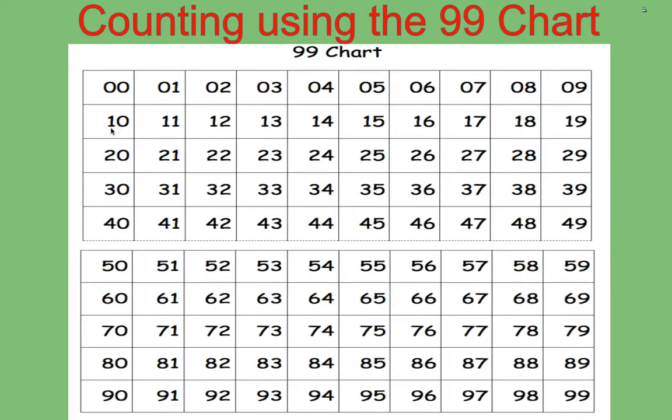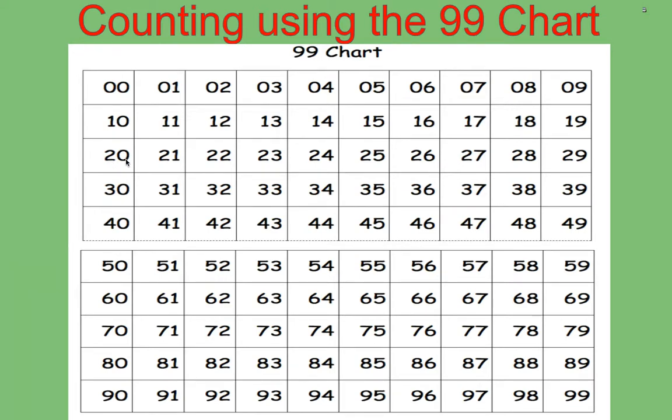So we have 1 ten, 0 ones, that's the number 10. 1 ten, 1 one, 1 ten, 2 ones, 1 ten, 3 ones, 1 ten, 4 ones, 1 ten, 5 ones, which is 15, 1 ten, 6 ones, 1 ten, 7 ones, 1 ten, 8 ones, 1 ten, 9 ones. Now we've counted 2 bundles of tens, so we have 20.